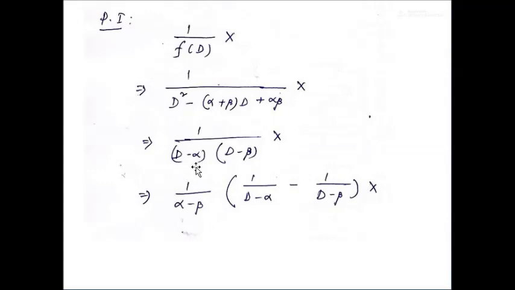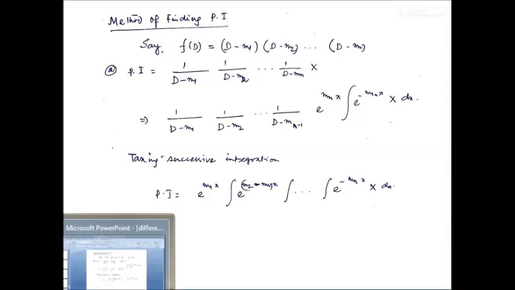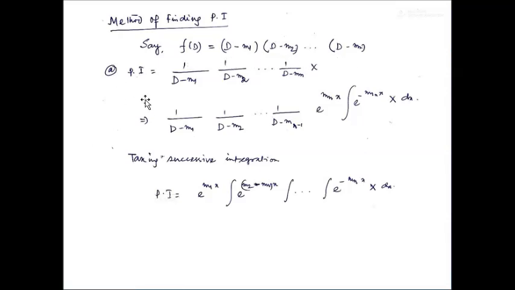So 1 by (D minus alpha) into 1 by (D minus beta). Now I can write 1 by (alpha minus beta) into [1 by (D minus alpha) minus 1 by (D minus beta)]. Now we can apply integration to get the solution. So, the method of finding the particular integral: say if f(D) can be written in this form, then the particular integral is obviously 1 by (D minus m1), 1 by (D minus m2) up to 1 by (D minus mn) into X.